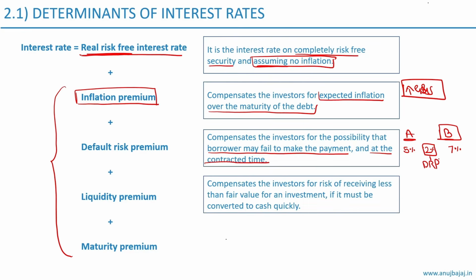Coming to liquidity premium. Liquidity premium compensates the investor for the risk of receiving less than the fair value of an investment if such investment must be converted to cash quickly. Suppose you have a piece of land worth $1 million. You are in urgent need of cash and you have decided to sell this piece of land.